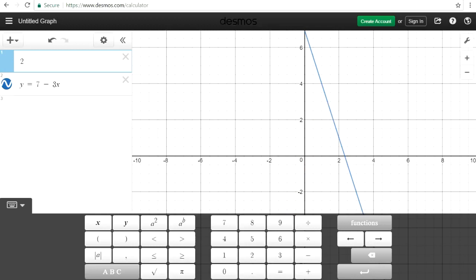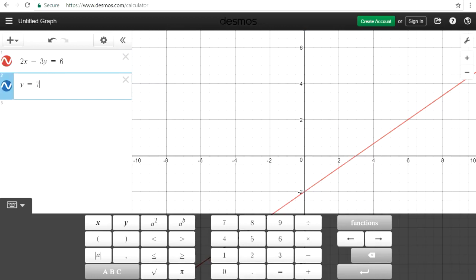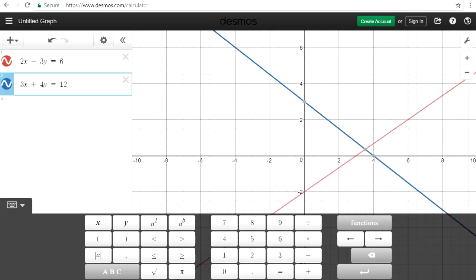Let's try something else. 2x minus 3y equals 6. So sometimes it doesn't have to be y equals. You could just write the whole formula. And let's say 3x plus 4y equals 12. So the solution is here. So that's how you could solve a system of equations by graphing. You can type the equation in and simply find the point of intersection.